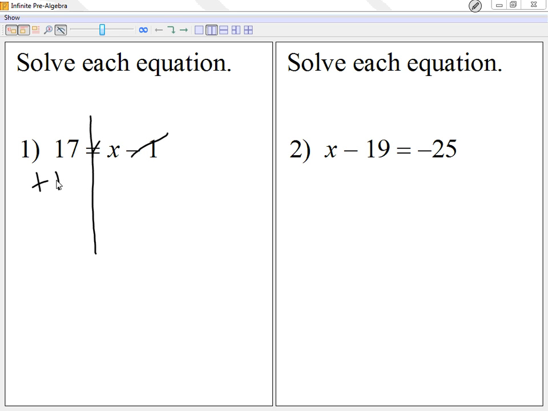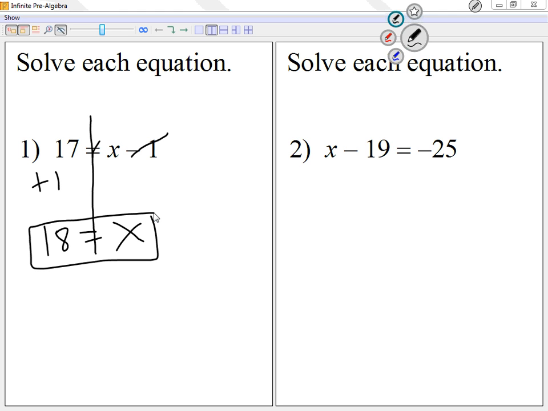Then just combine those terms. 17 plus 1, I know, is 18, and on the right side I just have the x by itself. So x is equal to 18, and that's it. 18 is the one value that makes that statement true. 18 minus 1 is 17.